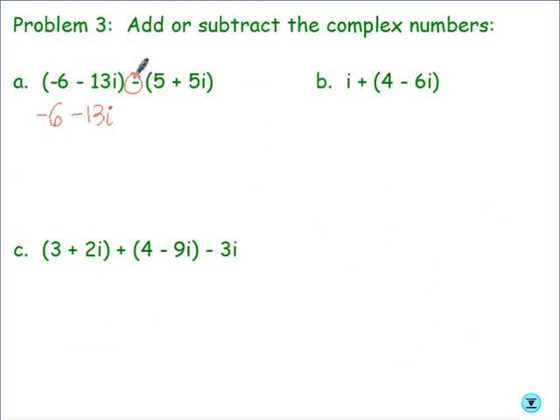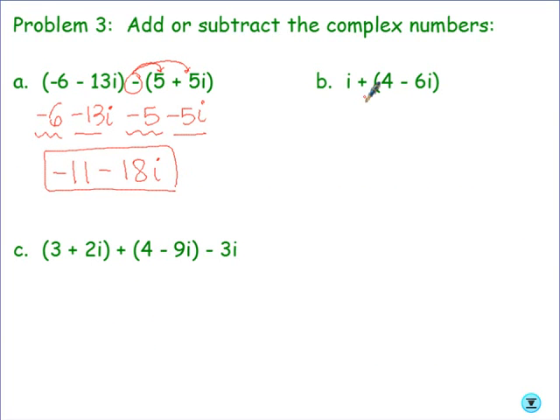Do the opposite. The opposite of positive 5 is negative 5. The opposite of positive 5 is negative 5 again. Real and real make negative 11. Imaginary and imaginary make negative 18i, and that is a done problem.